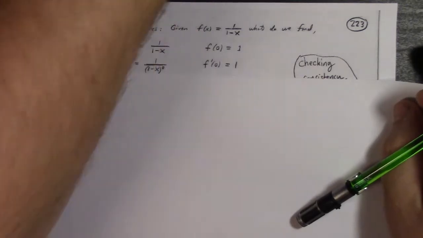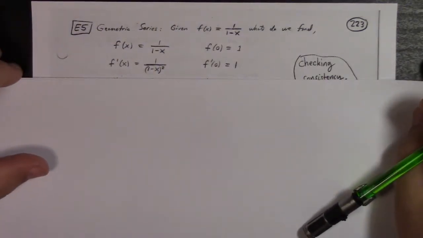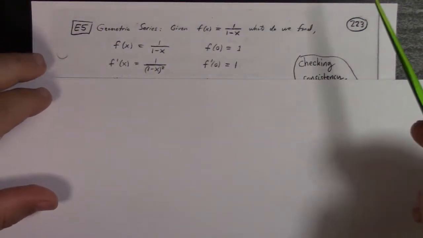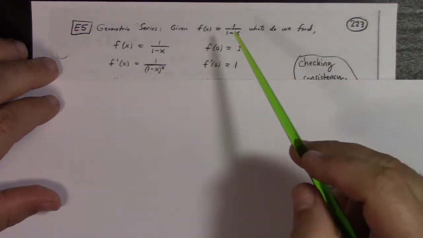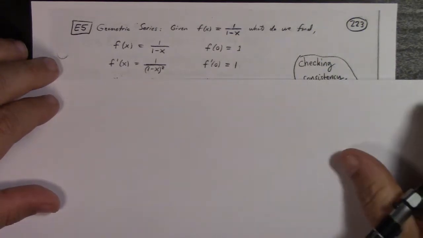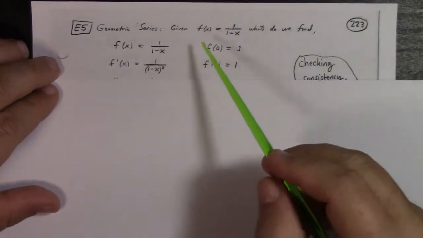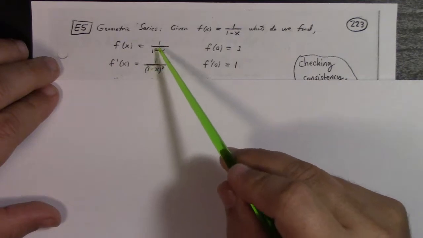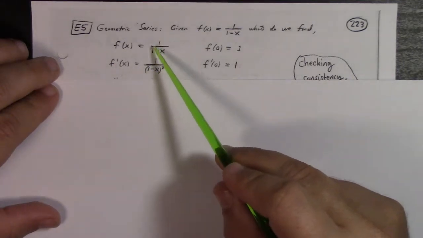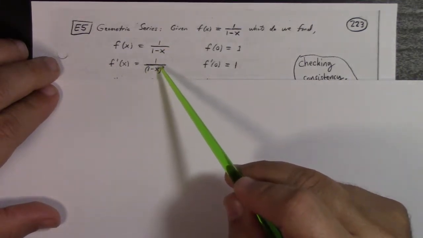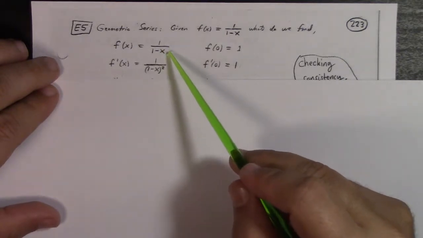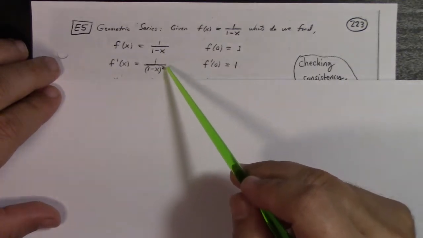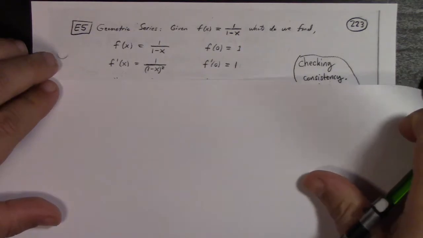Example 5, geometric series. Now we already know that this is the geometric series, right? But let's see if we can reproduce the result for the geometric series using Taylor's theorem. So here we go. Derivative is 1 over 1 minus x squared. Why is it not minus? This is reciprocal, right? Oh, but remember the chain rule. It says differentiate the inside function, which in this case is 1 minus x. So the minus from the chain rule and the minus, because this is the minus 1 power, cancel out to give us a plus 1 over 1 minus x squared.